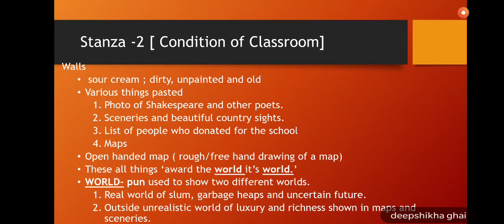Shakespeare and other poets talked about luxuries, about love, about kingdoms, about richness, which these children have never seen. The sceneries and beautiful countrysides were imaginations according to them, because for them their world was only the slum. The people who have donated were their godfathers. Because of them, the school was standing.